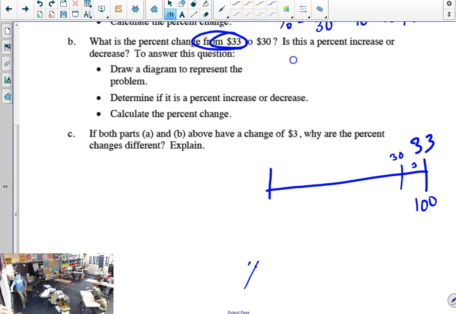Because now my percent change is going to be my change of 3. This is why you need this work written out, because it is confusing. What's my reference point? What was my whole, my original? 33. Which can turn into 9/99ths.